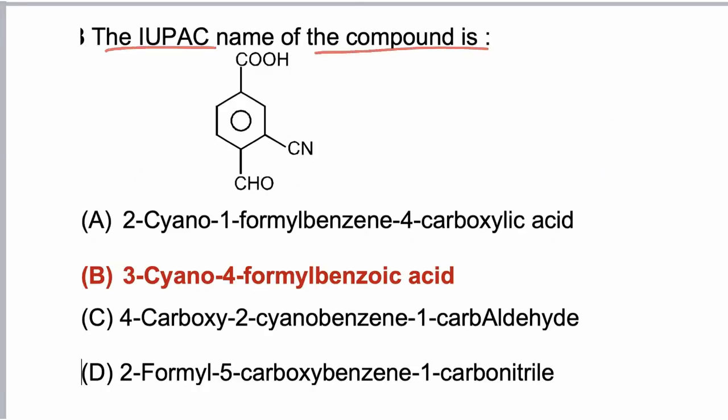Now, the IUPAC name of the given compound. First, we have to identify the principal functional group. 5 carbon atoms are present in the main chain: COOH, CN, CHO. They are all present, but according to the priority table, COOH is having maximum priority. Also, a side chain is present at carbon 4, so during writing the name, the side chain is written.